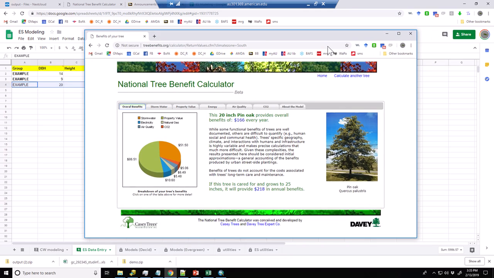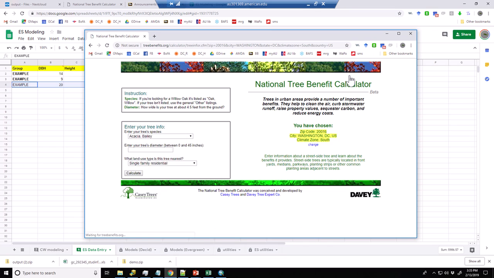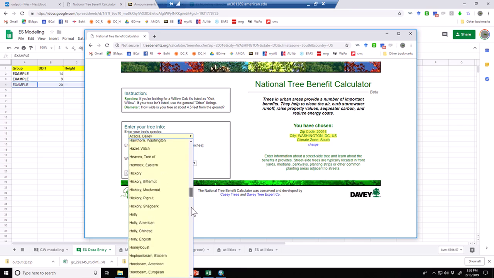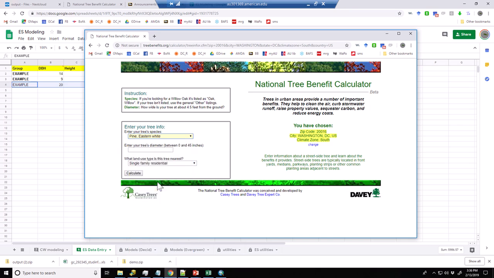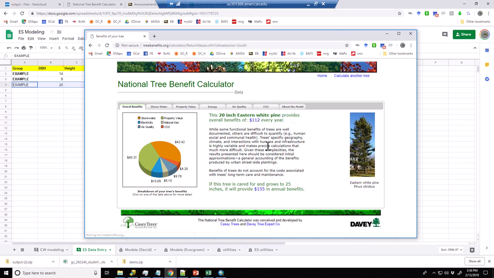Again, if it was an evergreen tree, I would go to calculate another tree, and I would look for pine eastern white. Put in a diameter, 20 inches again, and start the whole process over again. The benefits are going to be different because the pine tree keeps its needles all year and a few other reasons.